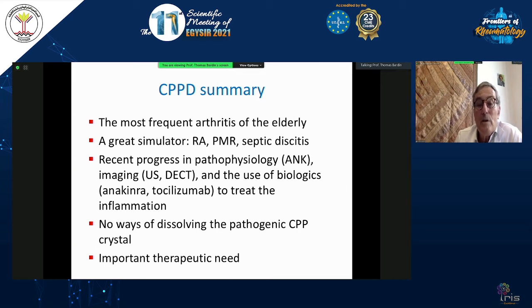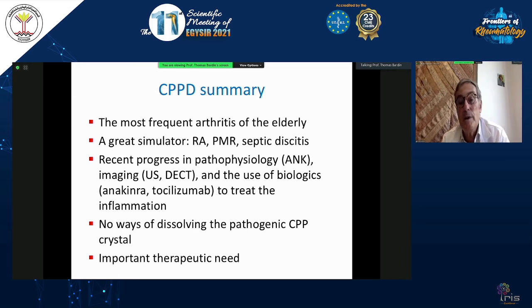It can simulate, in particular, rheumatoid arthritis, polymyalgia rheumatica, septic discitis, but I gave you the clues for a proper diagnosis. Progress recently made has concerned the pathophysiology with the identification of this ANK transporter, which could become a target for a pharmacologic treatment.